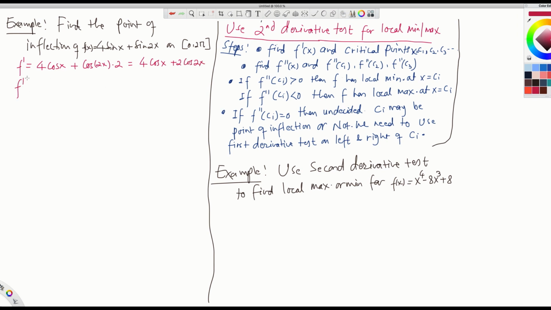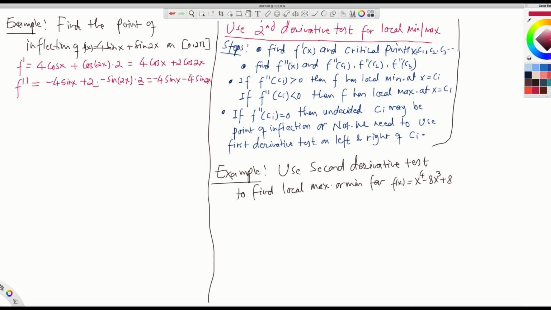How about the second derivative? The second derivative looks like -4 sine x, because the derivative of cosine x is negative sine x. And similarly here, it is 2 cosine u, right? What is the derivative of cosine u? Plus 2 negative sine u times the u prime, which is 2, right? So if you simplify, what do you get? -4 sine x minus 4 sine 2x, right? Why? Because there is 2 times 2 there. So that's what you get.